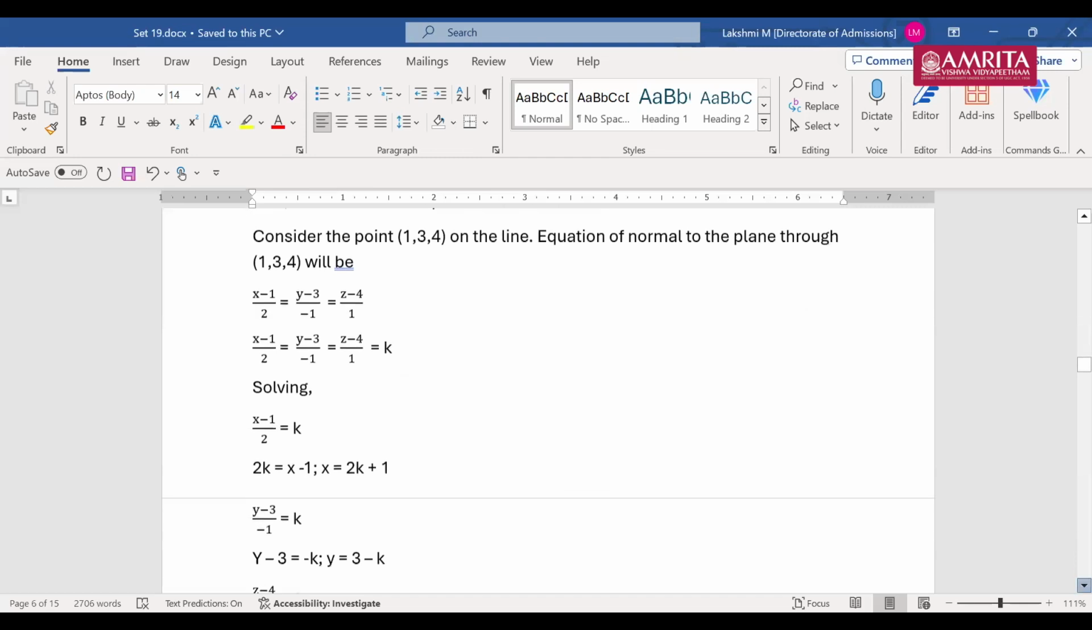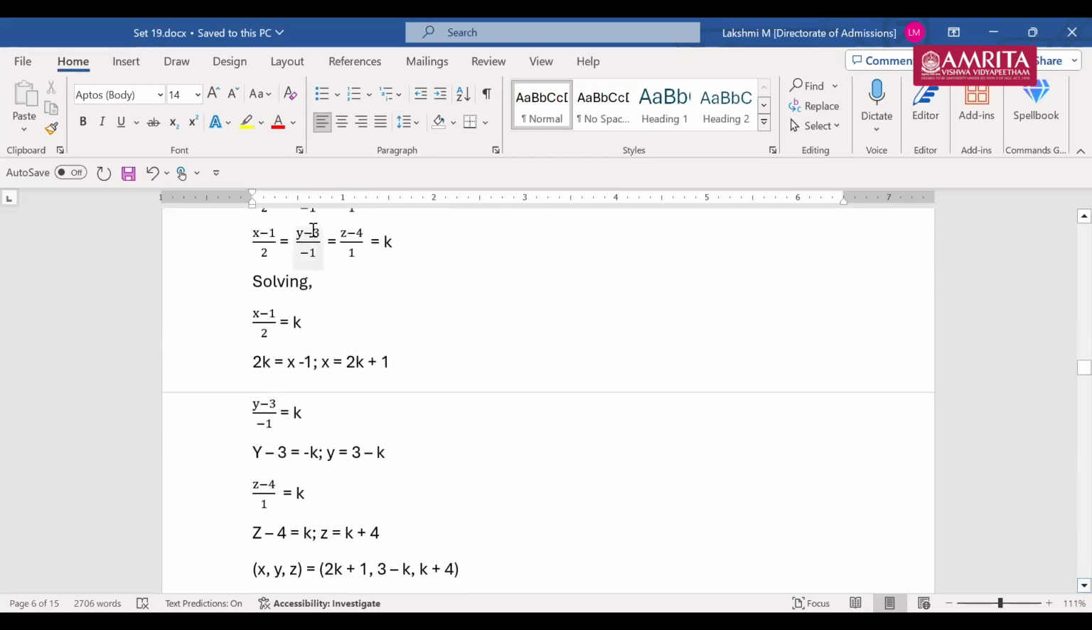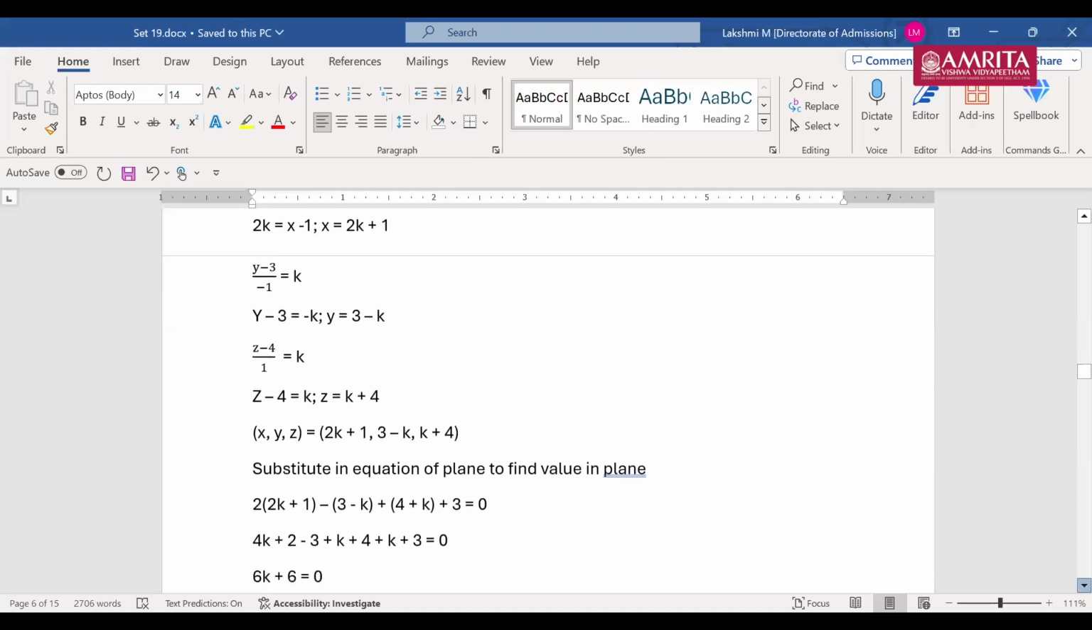So the first one is (x minus 1) by 2 is equal to k. From this, I have an x term here, (y minus 3) by minus 1 equal to k. So y minus 3 equals minus k, so y equals 3 minus k. Similarly, I have a z term. So I have the coordinates of x, y, and z here.